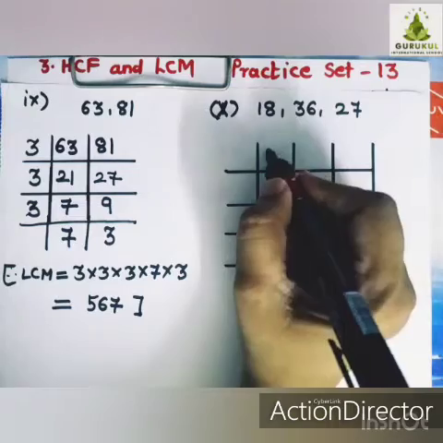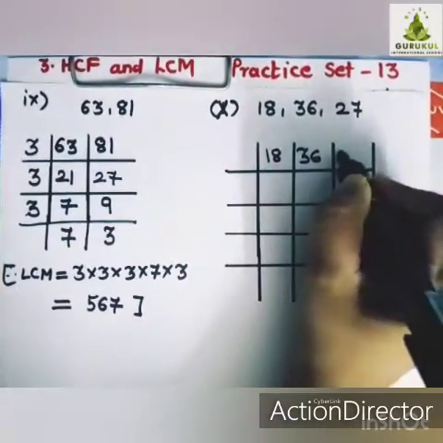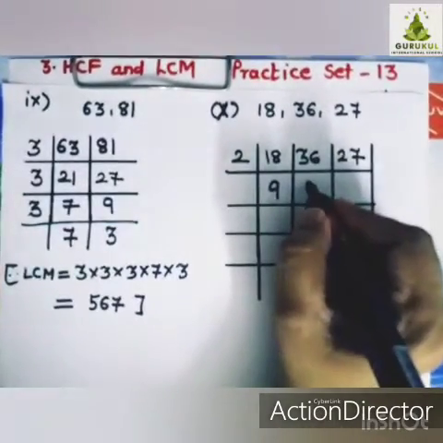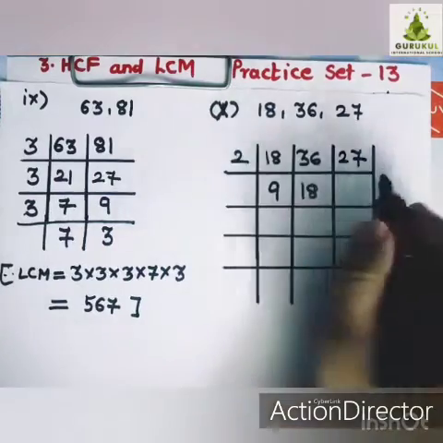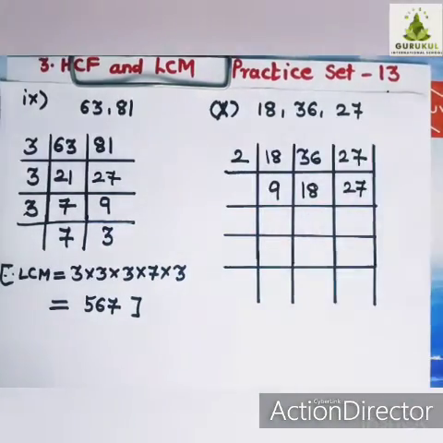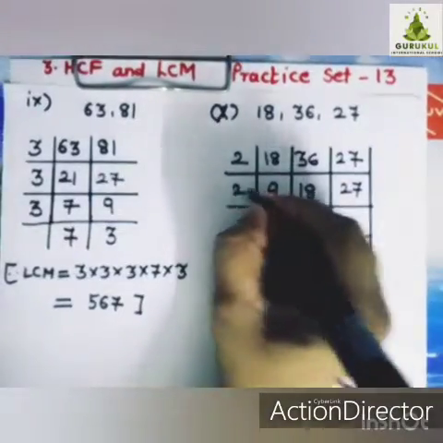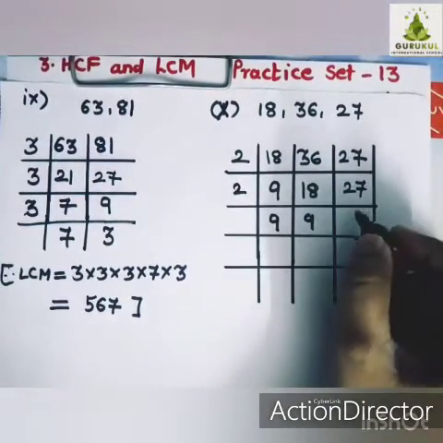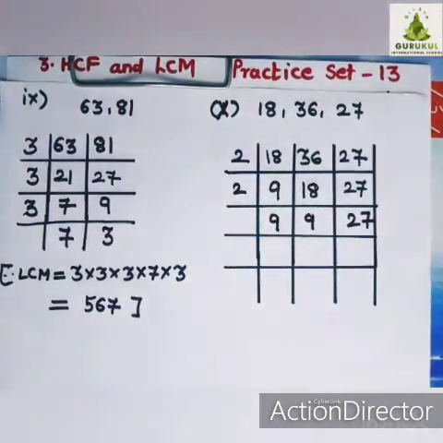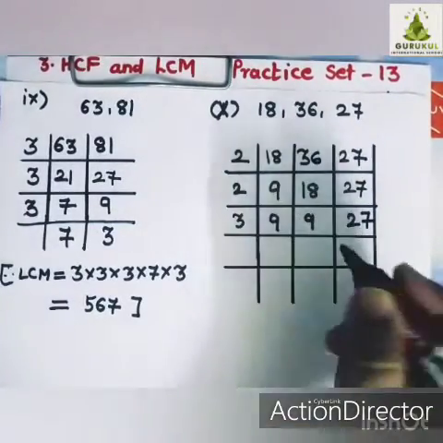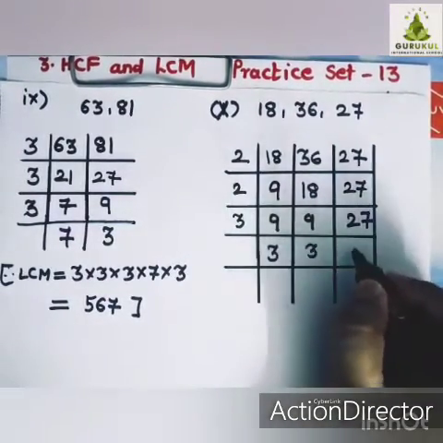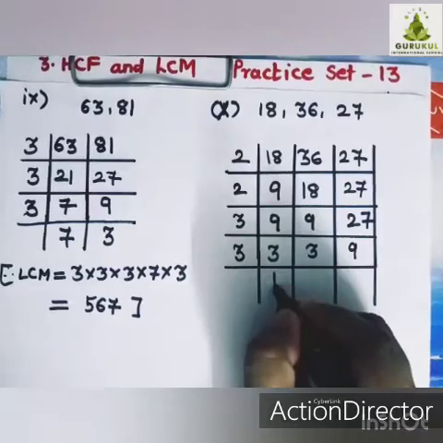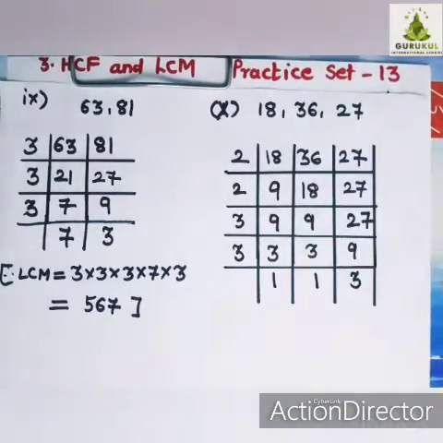For question number 1, it is 18, 36 and 27. Start with 2. 2 nines are 18, 2 18s are 36, and 27 will be as it is. Then you can't divide 9 by 2, so 9 will be as it is. 2 nines are 18, 27 will be as it is. Now go for 3. 3 threes are 9, 3 threes are 9, 3 nines are 27. Again 3: 3 ones are 3, 3 ones are 3 and 3 threes are 9.